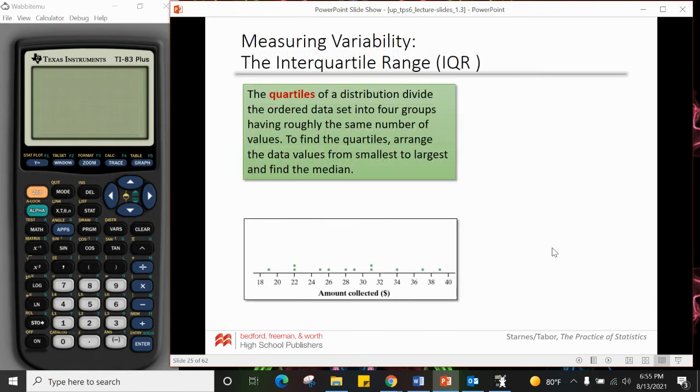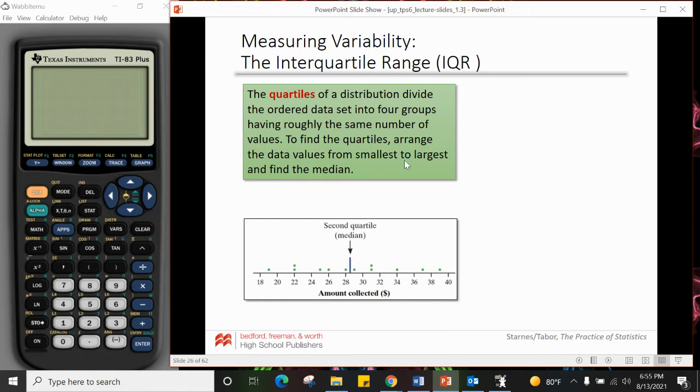The third measure of variability, so we had range and then standard deviation, is the interquartile range, or what we call IQR. The quartiles of a distribution divide the ordered data into 4 groups. Quartiles, you hear the word quarter in it. So you split into 4 groups that have roughly the same number of values. To find the quartiles, arrange the data values from smallest to largest and find the median.